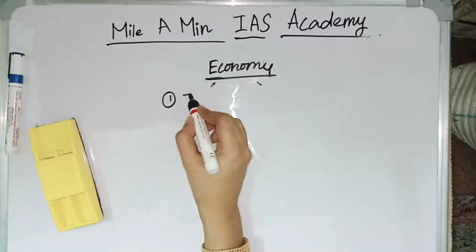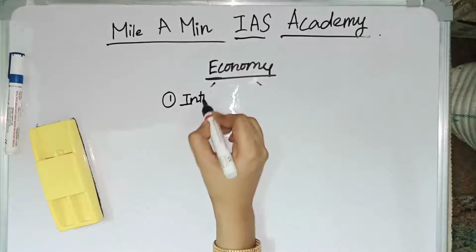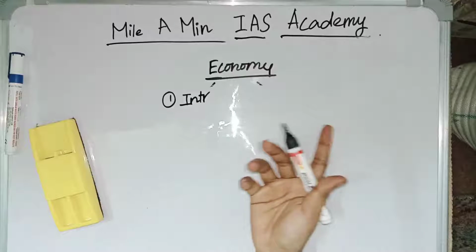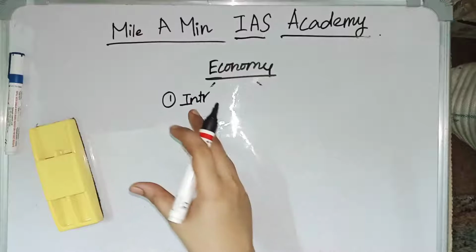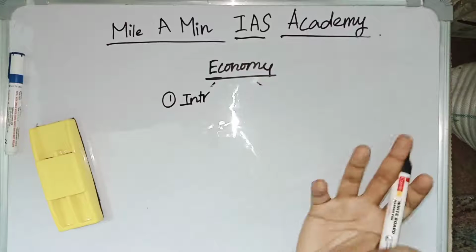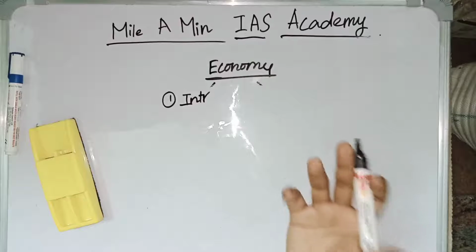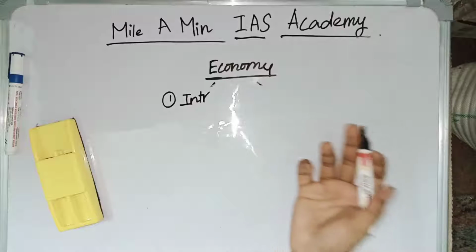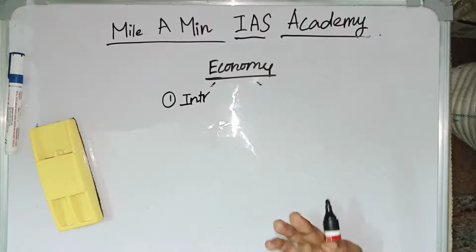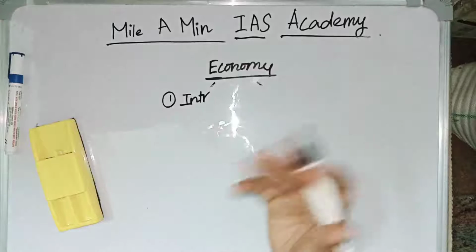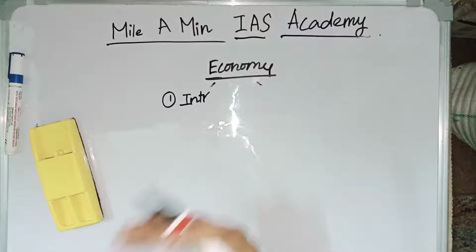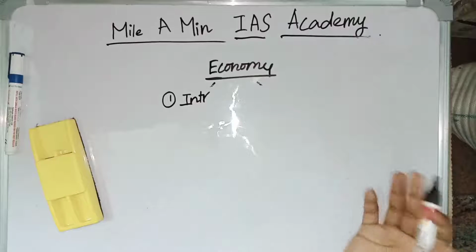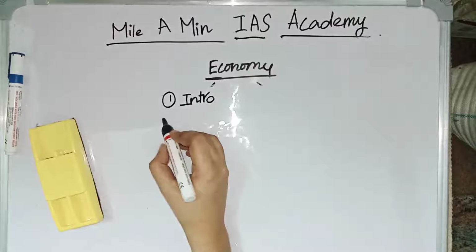In the introduction of economics, we will see how we have chosen our economy. We have a mixed economy; before that we had a colonial economy, and from the colonial economy we shifted to the mixed economy. What were the disadvantages of the colonial economy, how we came to choose our mixed economy, and the types of economy: macroeconomics, microeconomics, capitalist economy, socialist economy. We will see all those things in the economy intro.